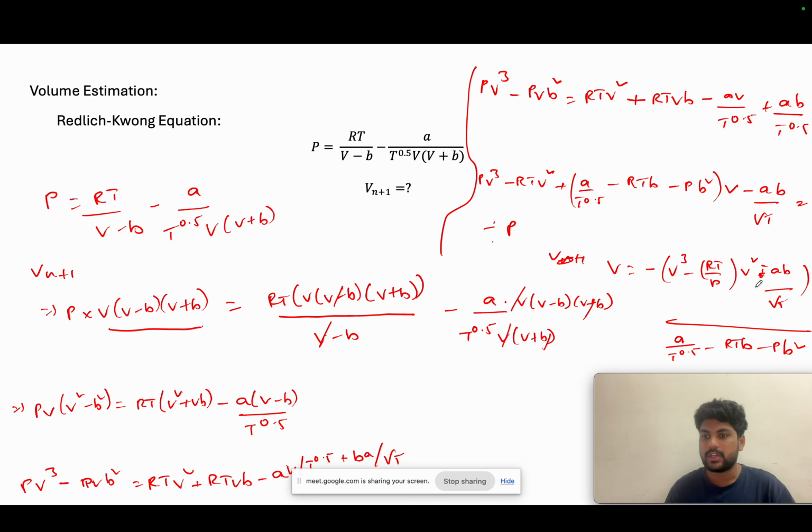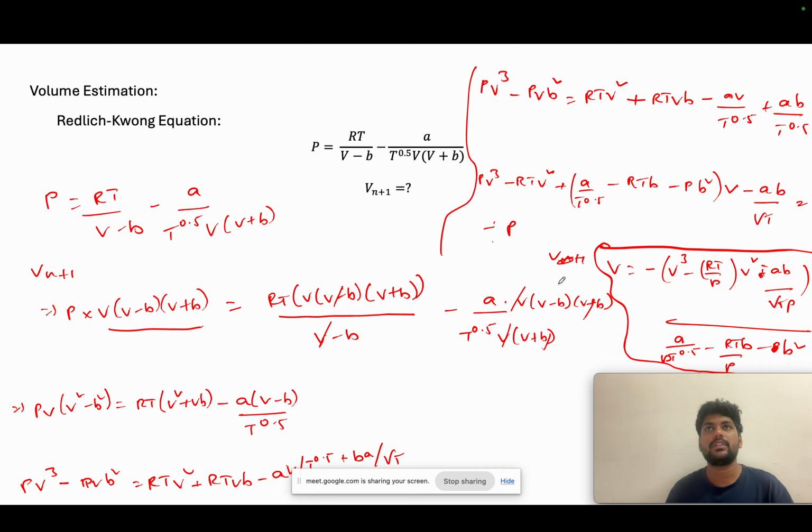not PB square. So there will be P here also, here also there will be P, I think. Yeah, here also there will be P, here there will be no P, it will be B square. So this is the volume estimation equation which we will get. This is the way how we will get it. In the tutorial, in the classes, there is no explanation of how we will get this equation. So that's why I derived the equation here.